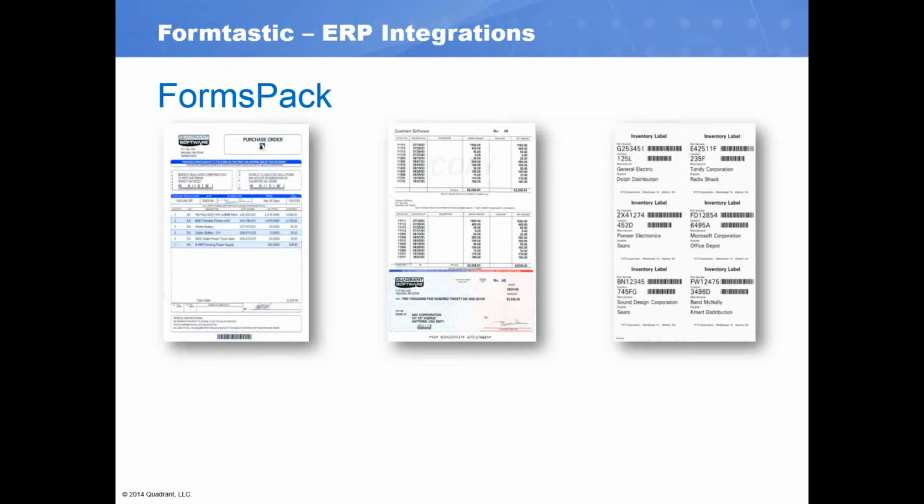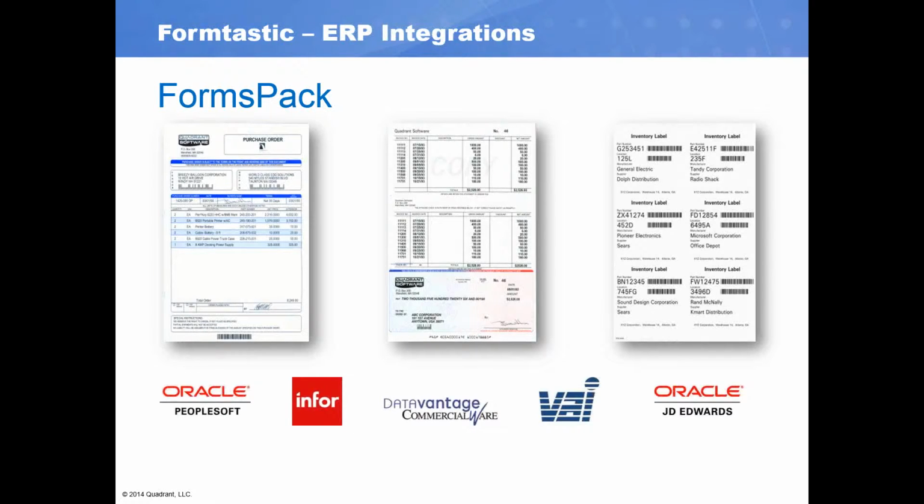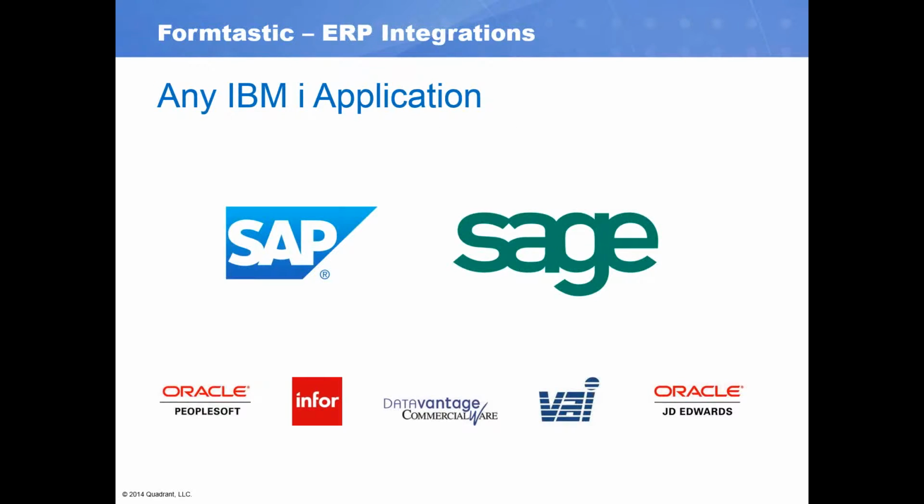So with Formtastic, we offer a huge number of pre-built layouts that are pre-mapped to popular ERP systems, including Oracle, Infor, DataVantage, VAI, JD Edwards, PeopleSoft. Formtastic will also work with any IBM i application or ERP system that outputs spool files, including SAP and Sage. Just to give you an idea of the wide variety of documents Formtastic can support, let's take a quick look at this PDF with a handful of our spool file ready templates. Let me just minimize out of here.